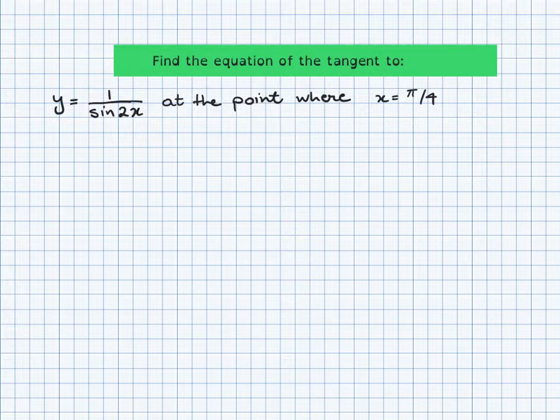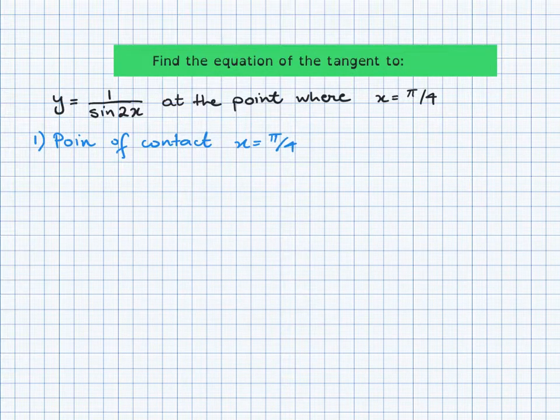Today I'm going to talk about finding the equation of the tangent to y equals 1 over sin 2x at the point where x is equal to pi over 4. The first step is to find the point of contact, when x is equal to pi over 4.